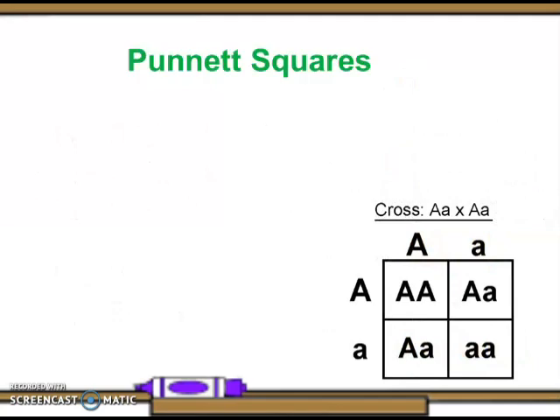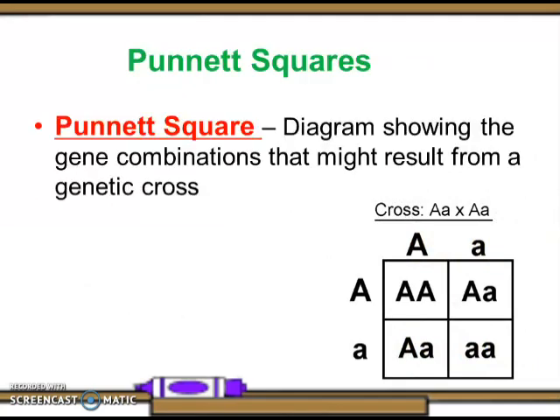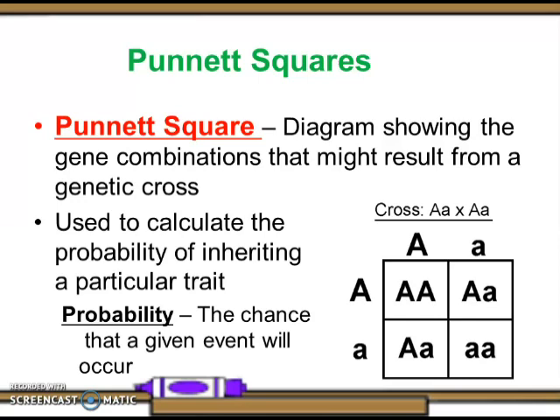Next is the Punnett square. A Punnett square is a diagram showing the gene combinations that might result from a genetic cross. It is used to calculate the probability of inheriting a particular trait. Probability means the chance that a given event will occur. In this example, we have two heterozygous parents. We have the genotype of one parent on top and the genotype of the other parent along the side, and the genotype of the offspring inside.